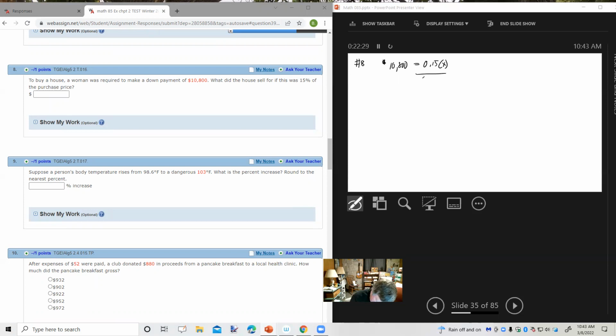To solve for x, we'll divide both sides by 0.15. So I've got $10,800 divided by 0.15, and I get 72,000. So purchase price, $72,000.